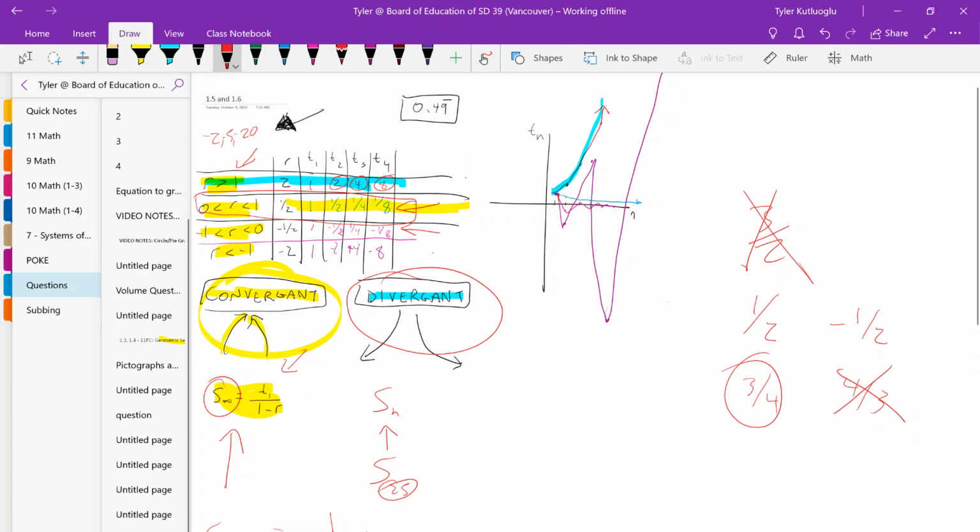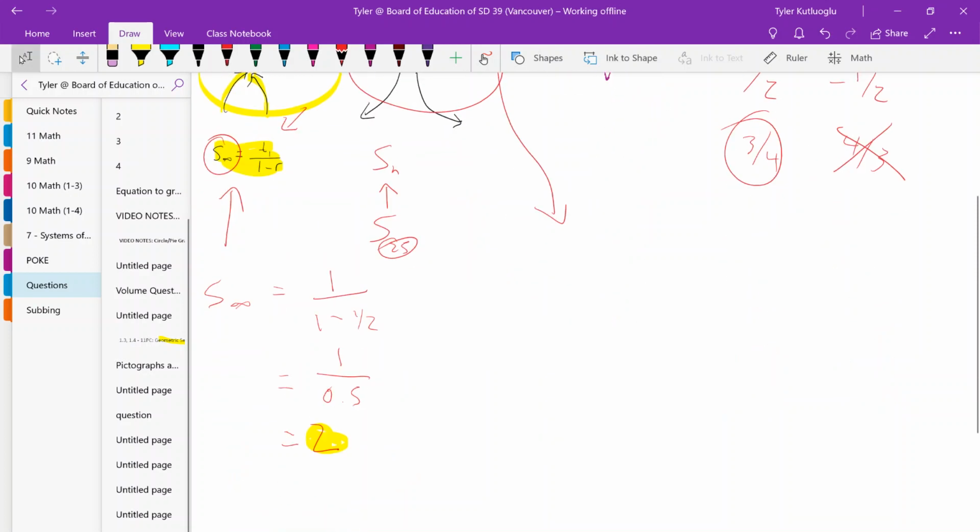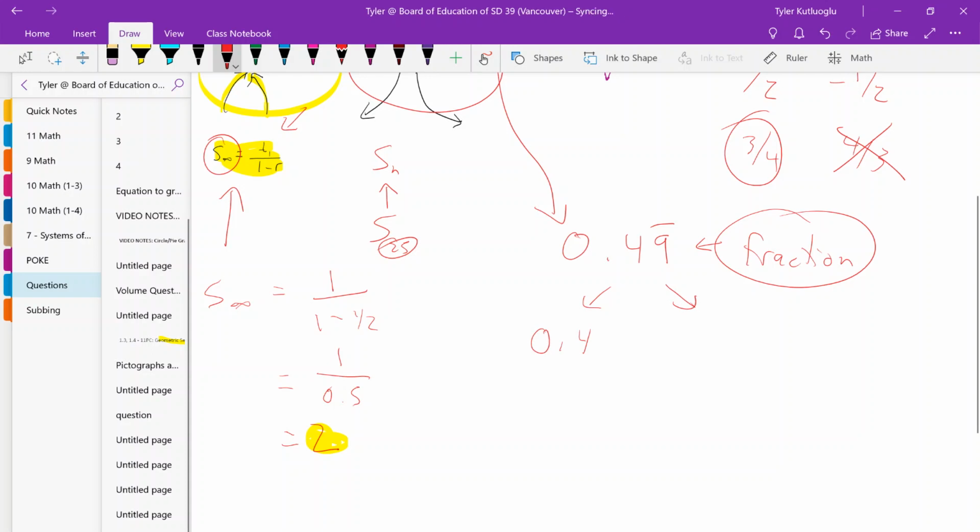So let's do one example. This one over here, 0.49 repeating. You want to write this as a fraction. A lot of times you're going to get this kind of question. You just need to break this into two parts is the first thing. So we got 0.4 plus 0.09. And then the next number in the term is 0.009. And you can see the pattern is that every time you're dividing by 10, which also means we're multiplying by 1/10. Okay, so now we have enough information to do our formula.